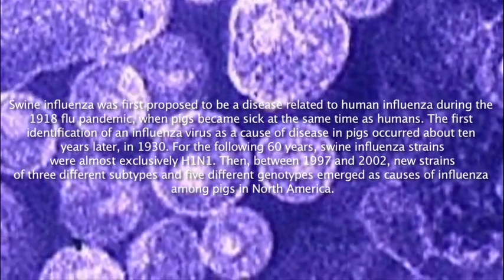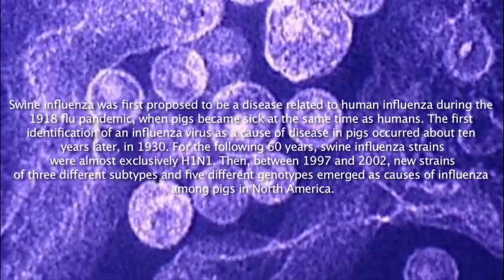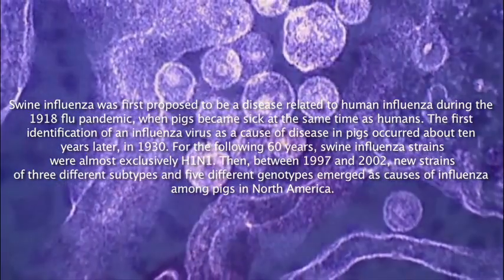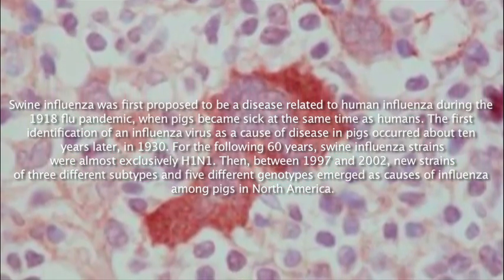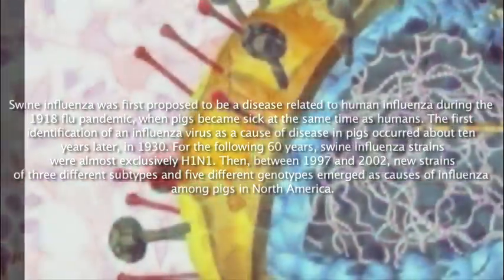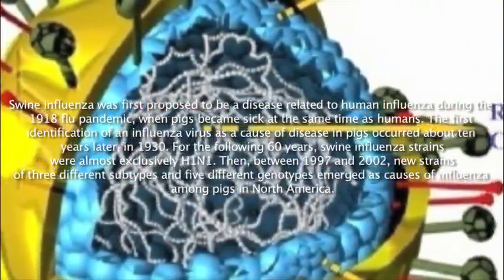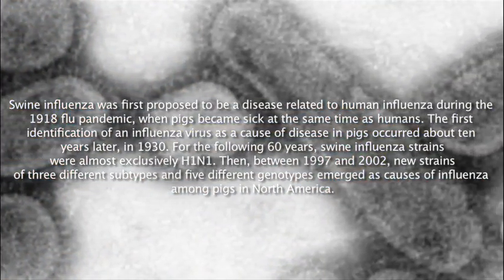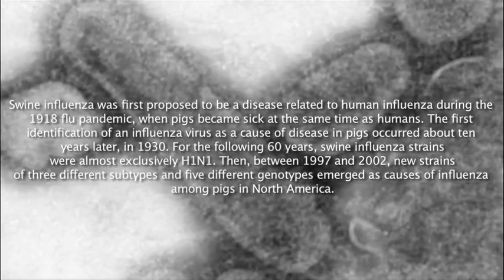So where did swine flu come from? Swine influenza was first proposed to be a disease related to human influenza during the 1918 flu pandemic, when pigs became sick at the same time as humans. The first identification of an influenza virus as a cause of disease in pigs occurred about 10 years later, in 1930. For the following 60 years, swine influenza strains were almost exclusively H1N1. Then between 1997 and 2002, new strains of 3 different subtypes and 5 different genotypes emerged as causes of influenza among pigs in North America.